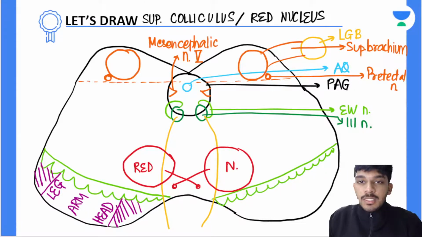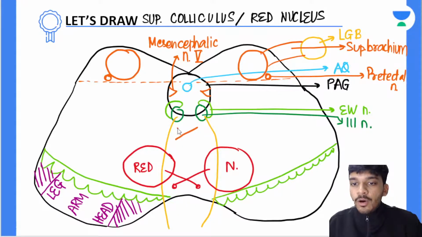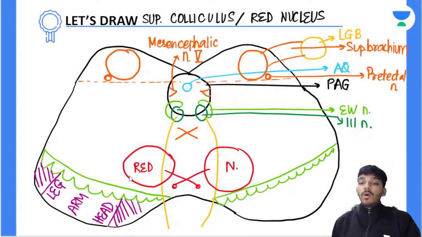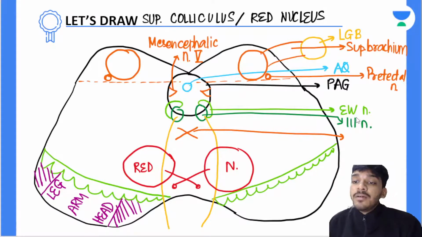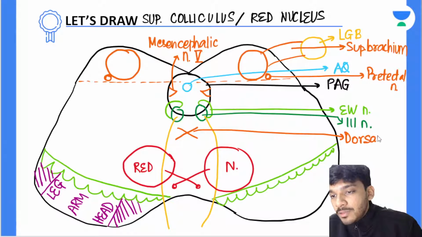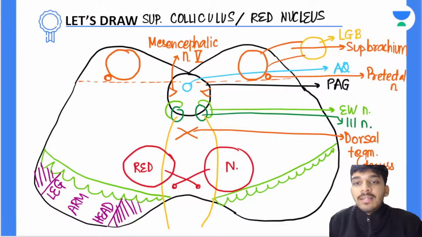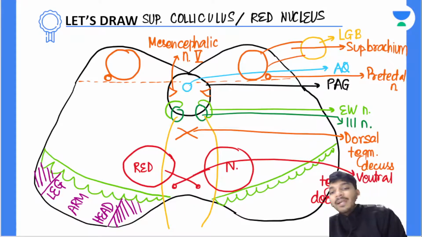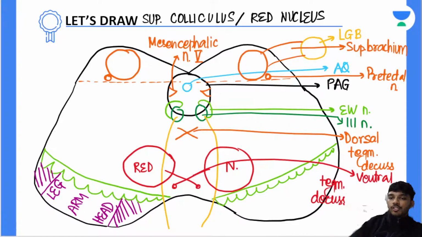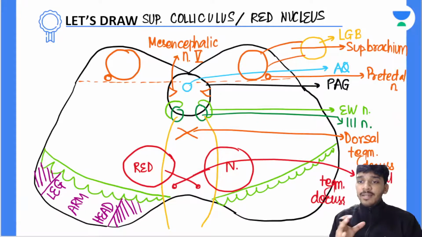Okay, one decussation is this. The other decussation, I'll show it in orange. Now make out what are the two decussations. Both decussations are occurring in the tegmentum, right? So this is called the dorsal tegmental decussation. And this one here is called the ventral tegmental decussation. So the dorsal and ventral tegmental decussation are shown to you.